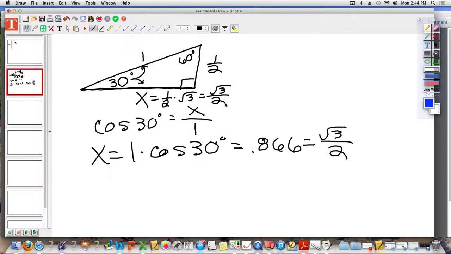We already know the decimal value. What's the decimal value of this? 0.866, approximately, rounded. So that is how I knew that 0.866 is the same thing as the square root of 3 over 2, because I knew the relationship between the sides of the 30, 60, 90-degree triangle. So what is the length of the bottom of this triangle? Square root of 3 over 2. It's this. Yes? Okay.